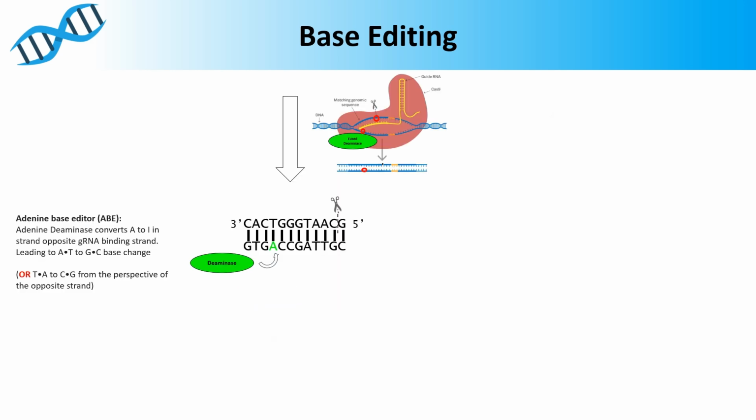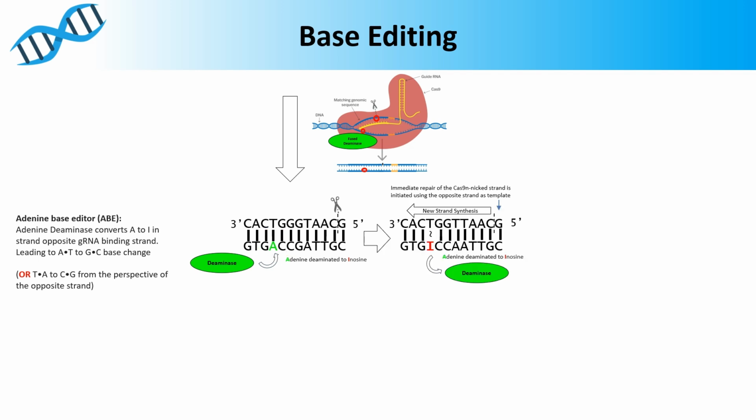To take a closer look at how this works, we look at the action of an adenine deaminase Cas9 nickase fusion protein system, which is referred to as an adenine base editor. So first of all, after binding of the CRISPR guide RNA, the nickase and deaminase are brought into their positions, making a single-stranded nick and an adenine deamination in the expected locations.